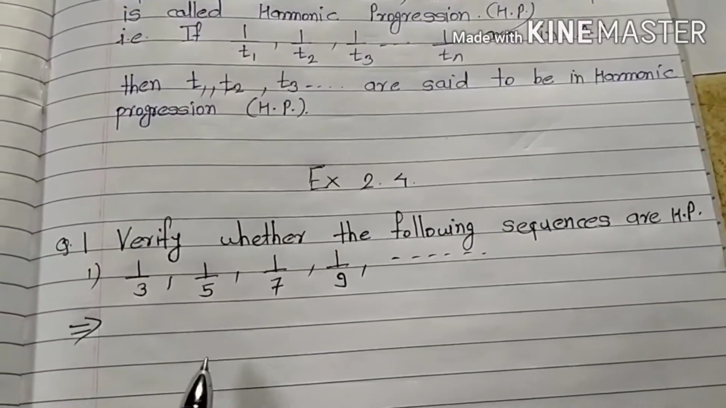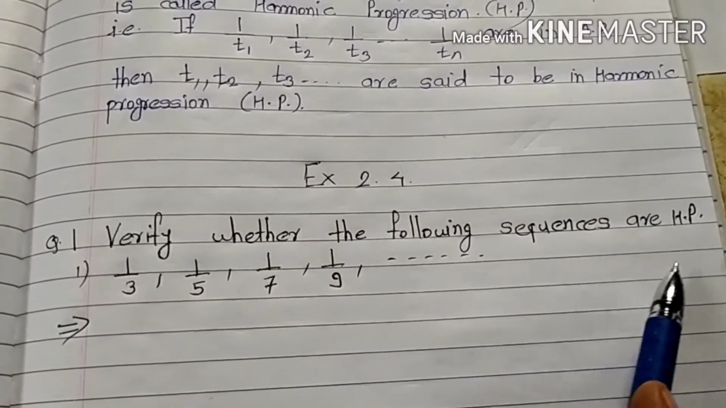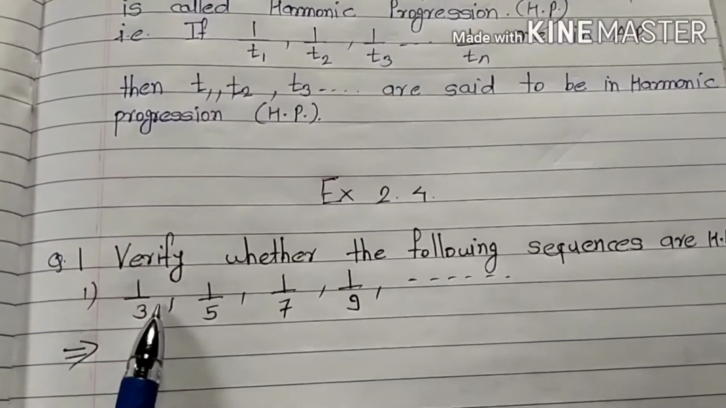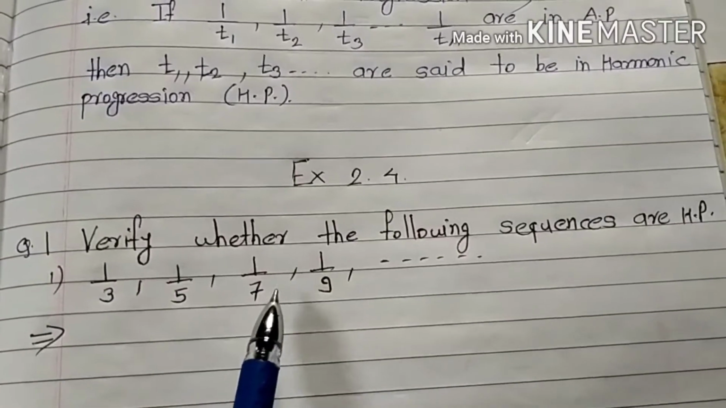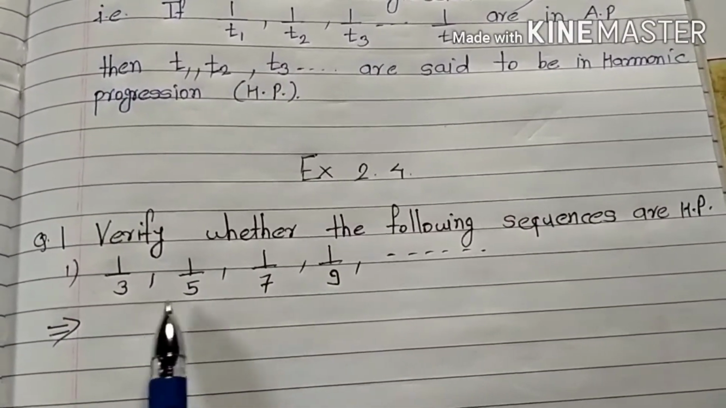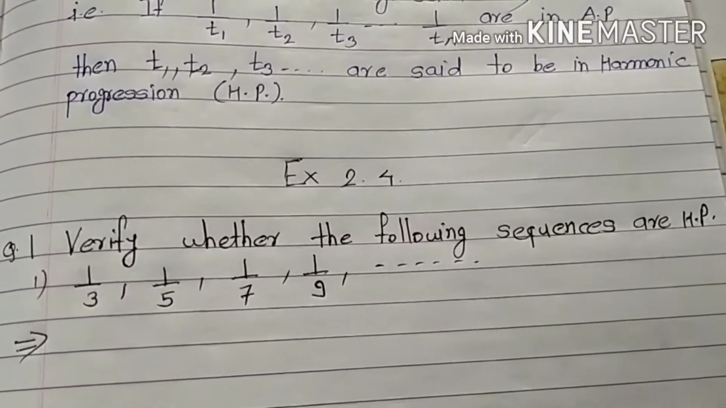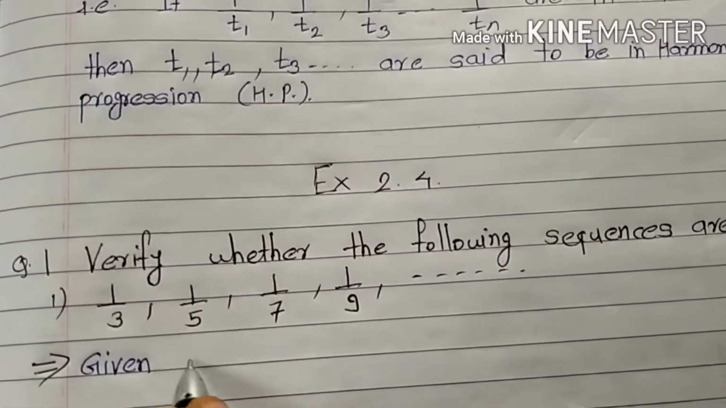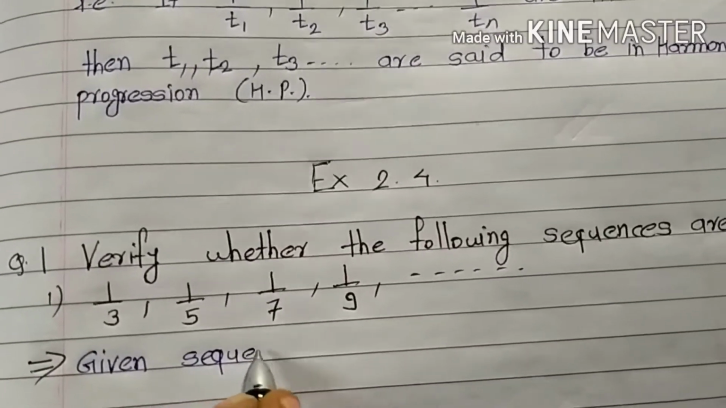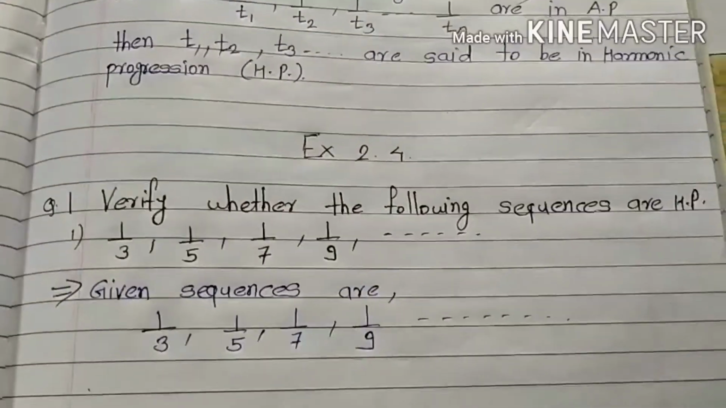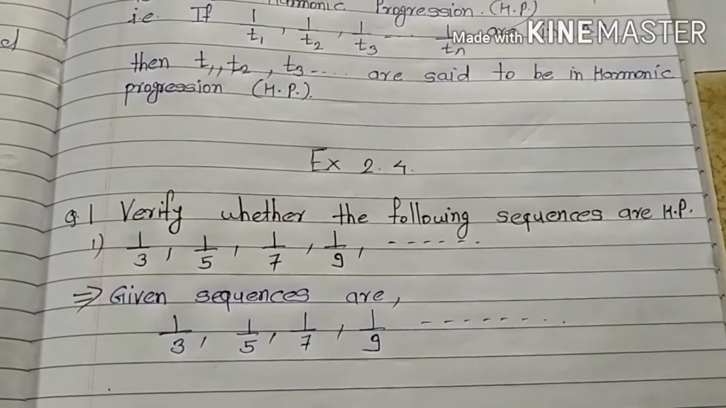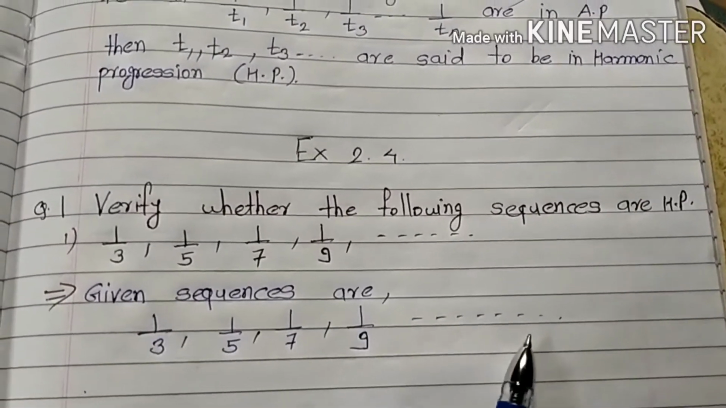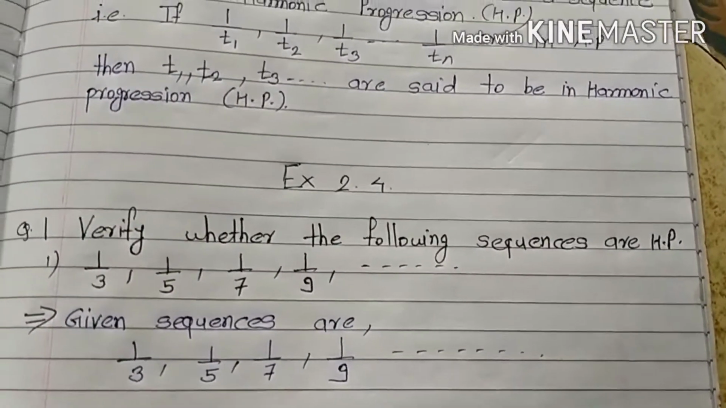So our first example is: verify whether the following sequence is HP, meaning harmonic progression. The given sequence is 1/3, 1/5, 1/7 and 1/9. Here we have to verify whether it is HP or not. So write the given sequence, and now we have to find the reciprocal.